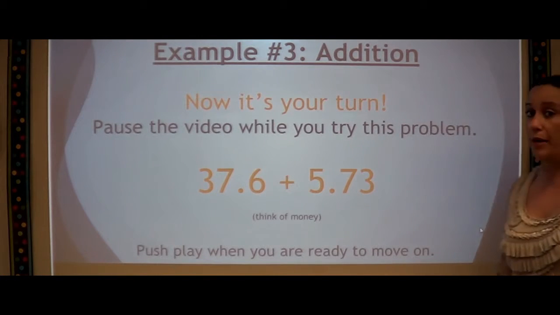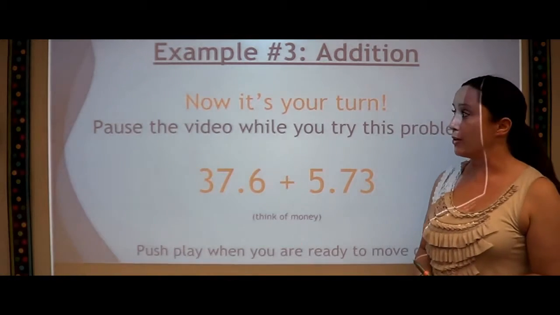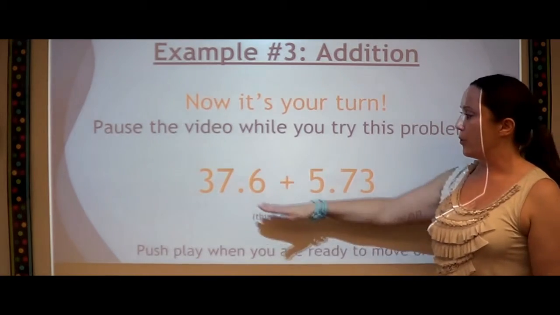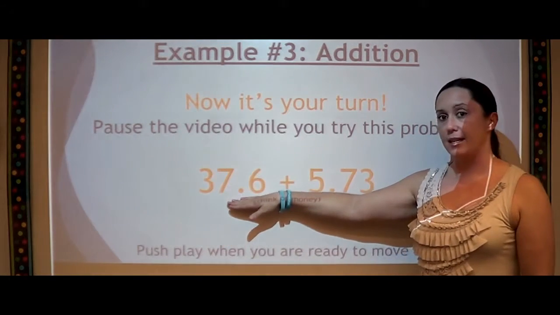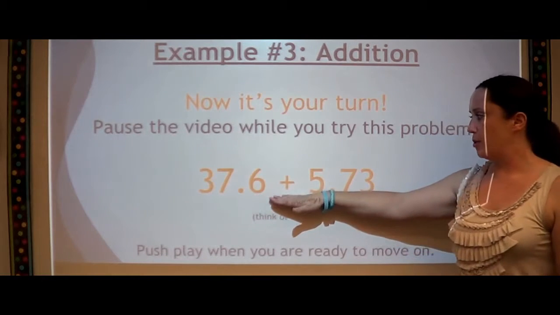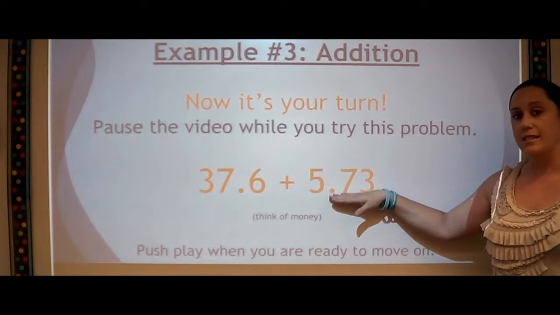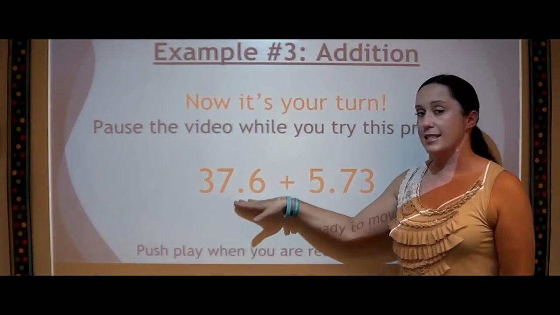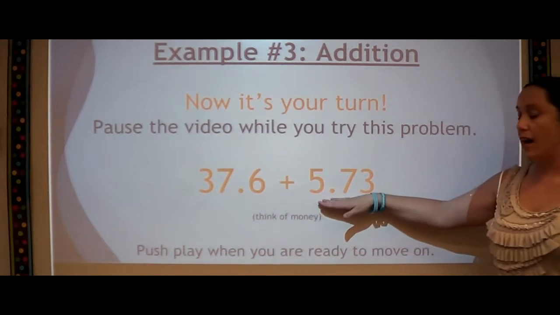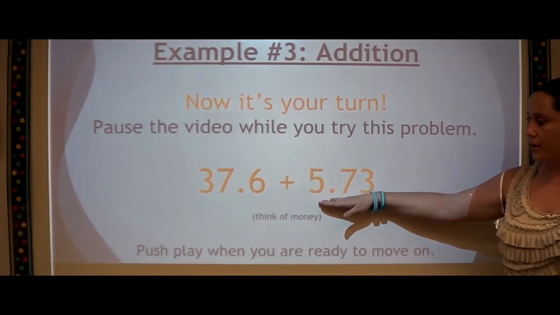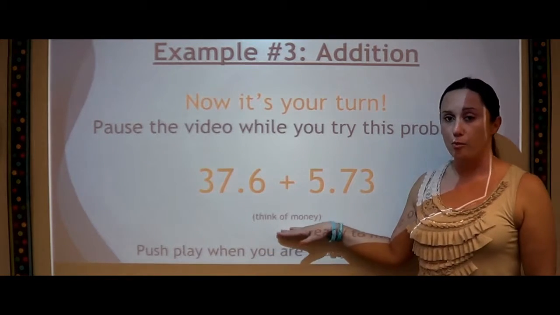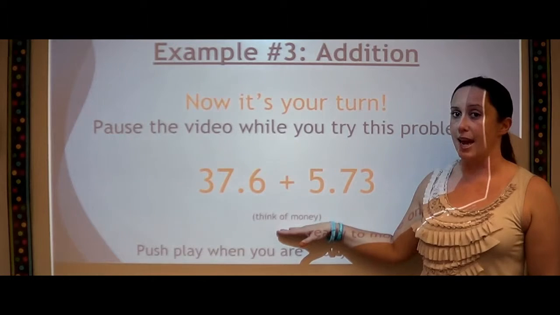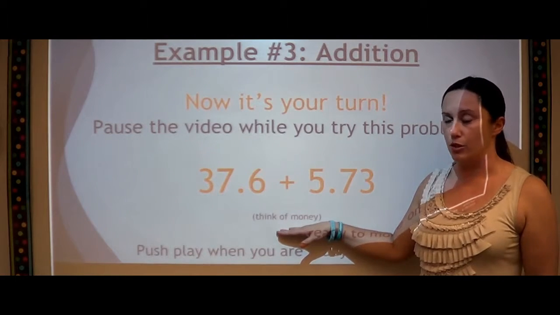Now we're going to have you try one. Go ahead and write this problem down. You're going to write 37 and 6 tenths plus 5 and 73 hundredths. Again, that problem is 37 and 6 tenths plus 5 and 73 hundredths. Go ahead and think of money and add any extra placeholder zeros that you need to.